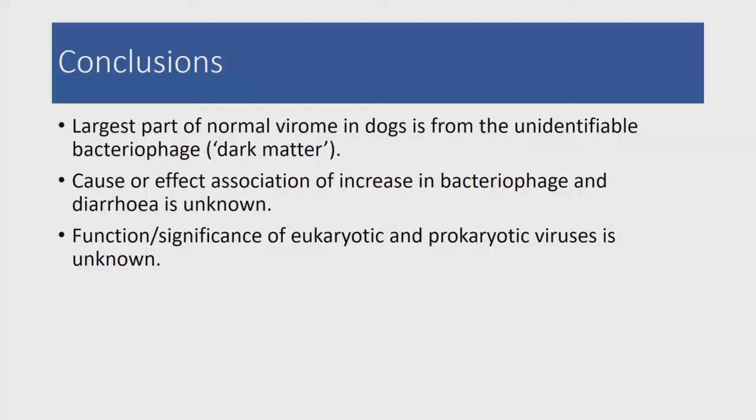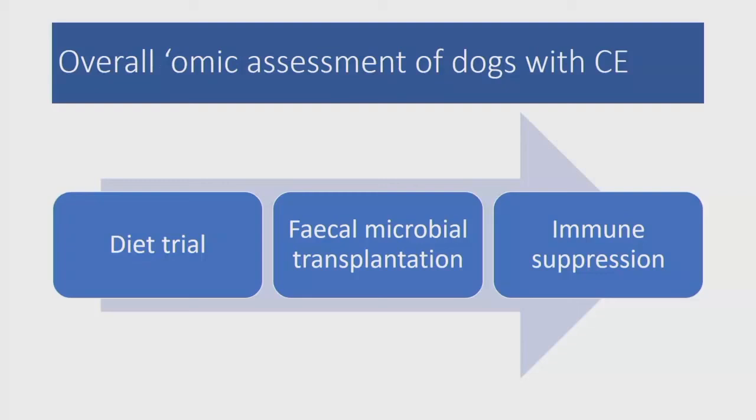So what else are we doing now? We are doing an overall omic assessment of dogs with chronic enteropathy. So we're enrolling dogs. We call it IBD to try and recruit dogs, but it's really a chronic enteropathy. We start with the diet trial, and if that's not successful, we're doing faecal microbial transplantation. And then if that's not successful, then we go on to do immune suppression.